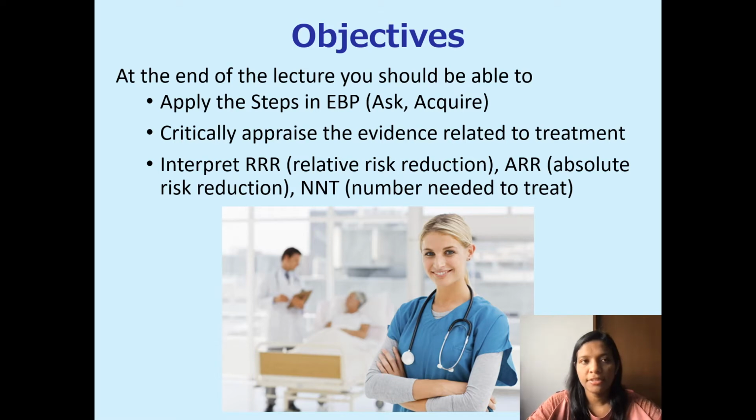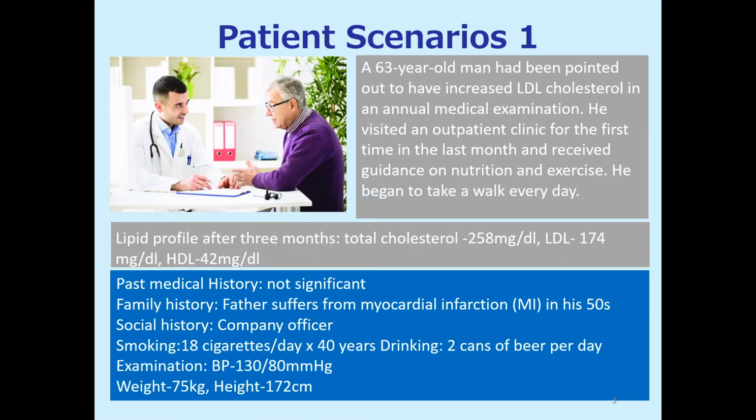At the end of the lecture, you should be able to apply the steps in EBP, basically ask and acquire, critically appraise the evidence related to treatment, and interpret RRR, relative risk reduction, ARR, absolute risk reduction, and NNT, number needed to treat. In order to understand the concepts, we will look at this patient scenario.